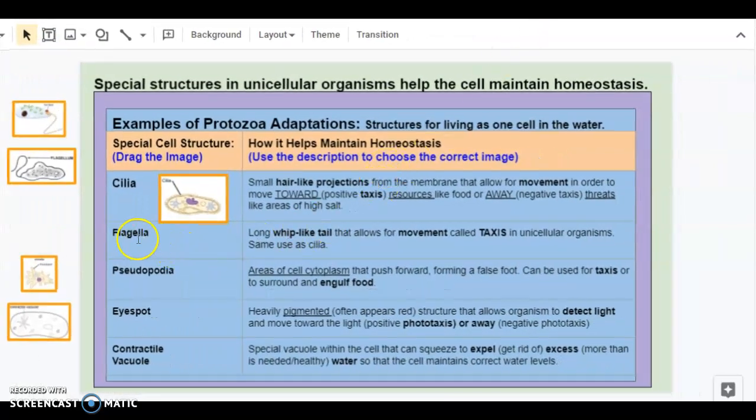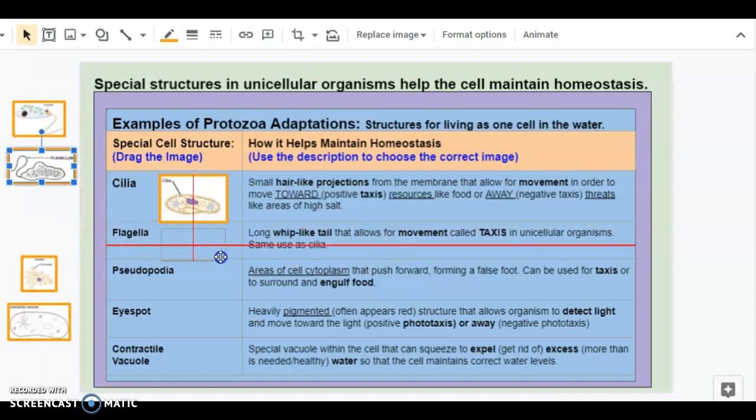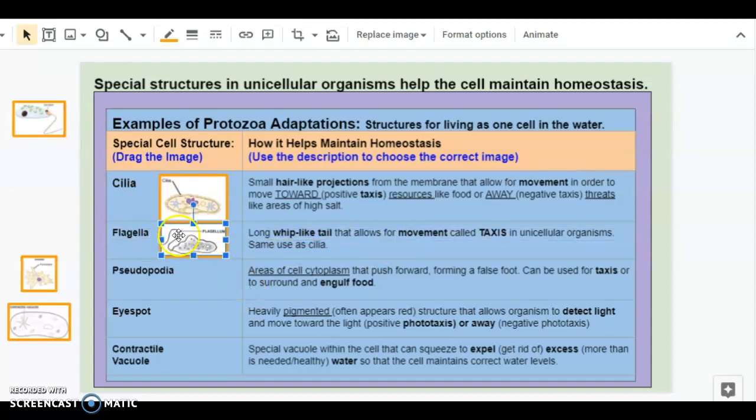The next adaptation is flagella. It is also an adaptation that allows the unicellular organism to move through the water. But instead of small hair-like projections that are all around the cell, it is a long whip-like tail that whips back and forth and allows for that movement. Remember, that's called taxis, to move toward things that it needs and away from things that might be harmful. So what does flagella look like? Well, here is an image showing the flagellum of a unicellular organism.